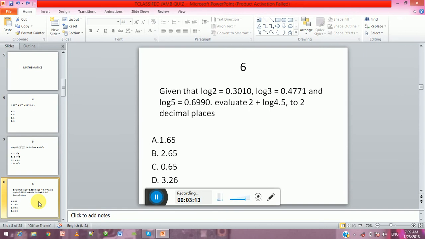Given that log 2 is equal to 0.3010, log 3 is equal to 0.4771, and log 5 is equal to 0.6990, evaluate 2 plus log 4.5 to 2 decimal places. Option A, 1.65, B, 2.65, C, 0.65, D, 3.26.